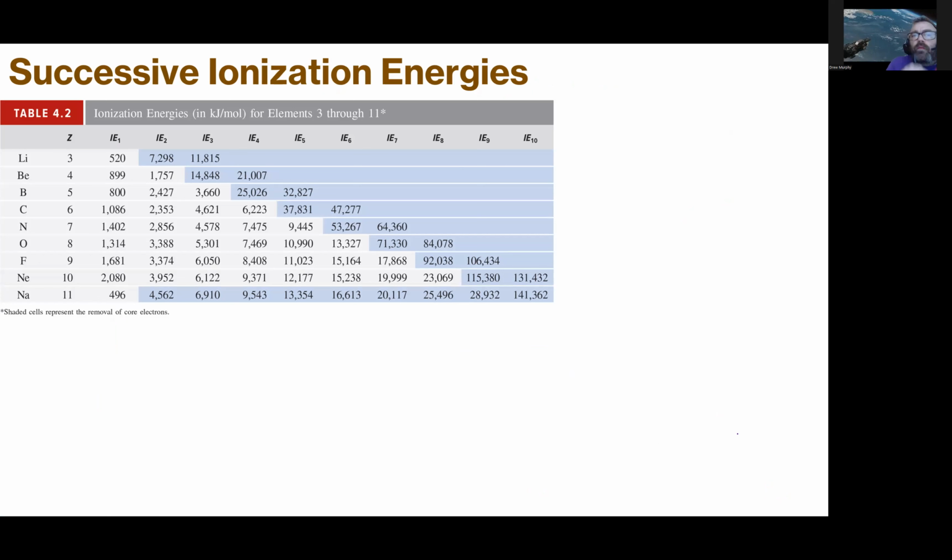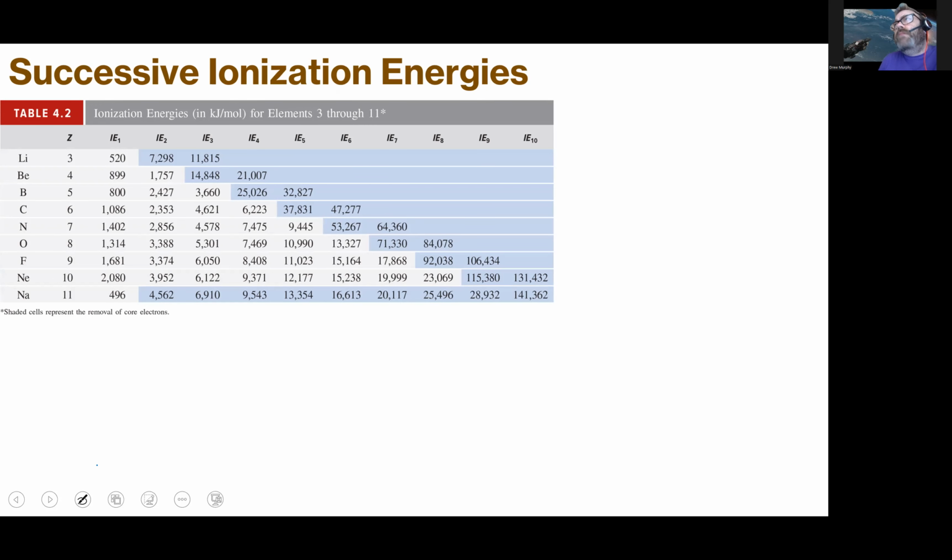If you have more than one electron, the atom is going to have more than one ionization energy for it. We call these successive. So the first one we just talked about, then there's second, third, fourth, etc., depending on how many electrons you're taking out. What we're looking at is taking out electrons one at a time.